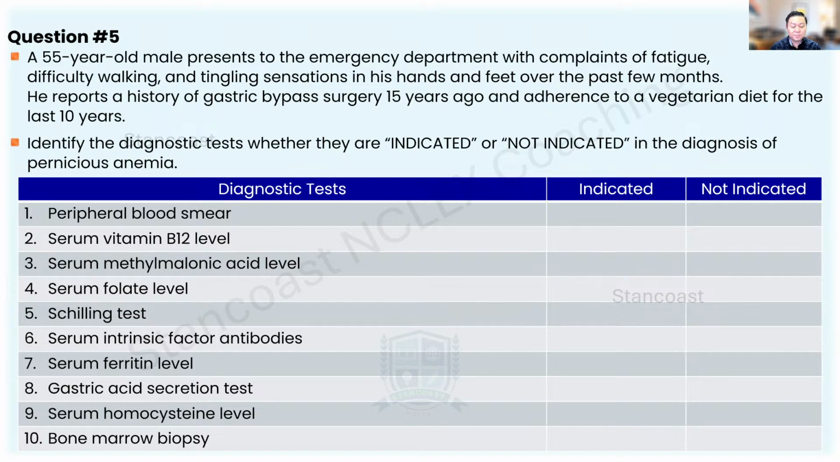You also have the number 5, Schilling test, 6, serum intrinsic factor antibodies, and 7, serum ferritin level, and 8, gastrin acid secretion test, and 9, serum homocysteine level, and 10, bone marrow biopsy.